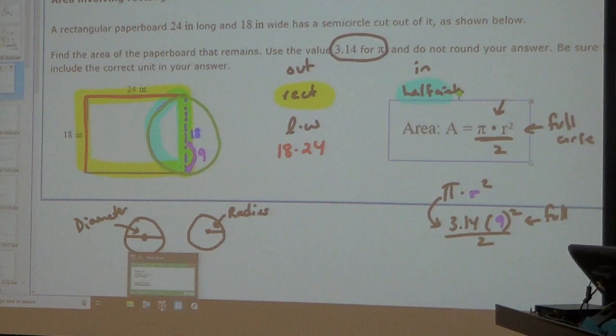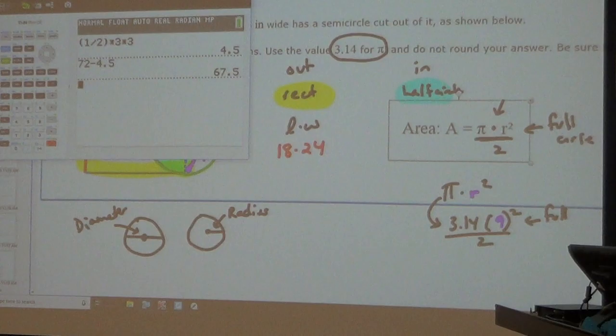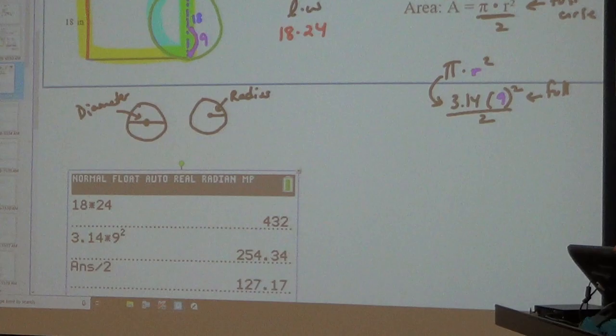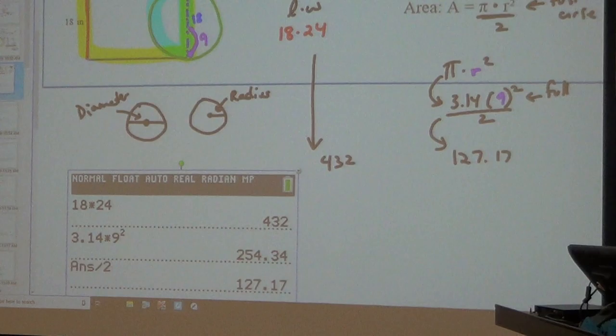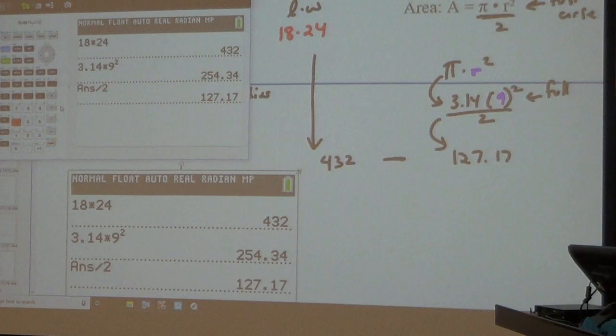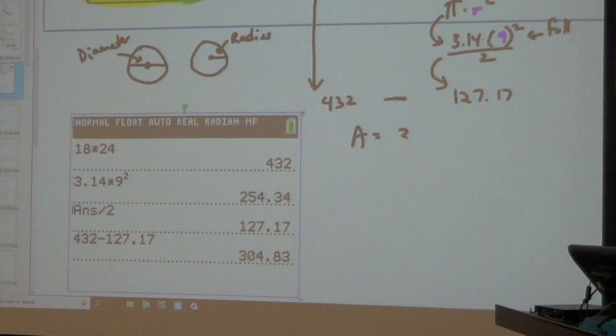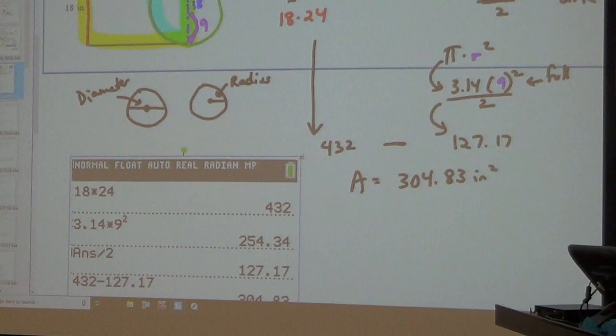So let me go to my calculator for a minute. I'm going to do 18 times 24. That gives me my rectangle. Then I'm going to do 3.14 times 9 to the second. That's going to give me a whole circle. Then I'm going to divide it by 2. So right now, I have a full rectangle, which is 432. I have half a circle, which is 127.17. Am I adding or subtracting those two things? I am subtracting because remember I cut it off. So it's going to be 432 minus 127.17. There's your final answer. Your area is 304.83. And anytime you're doing area, your units are going to be squared.